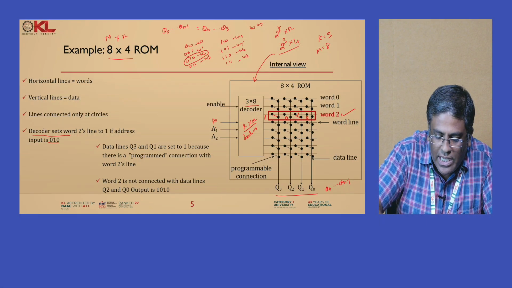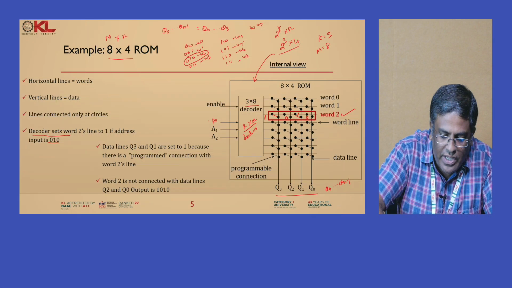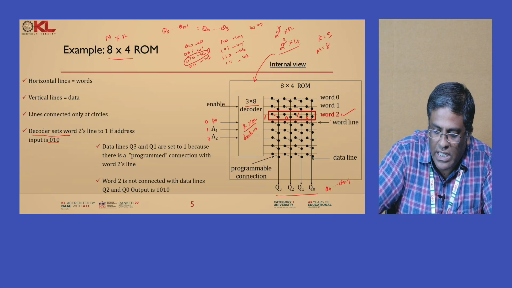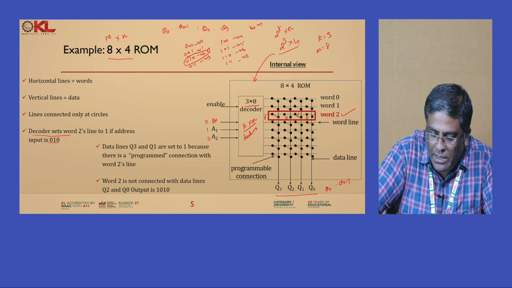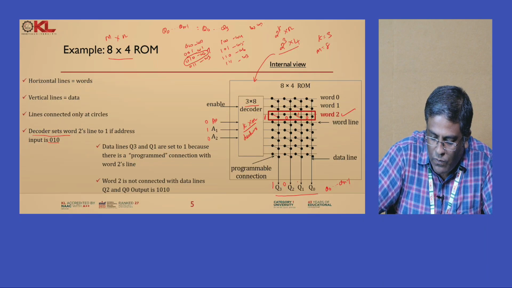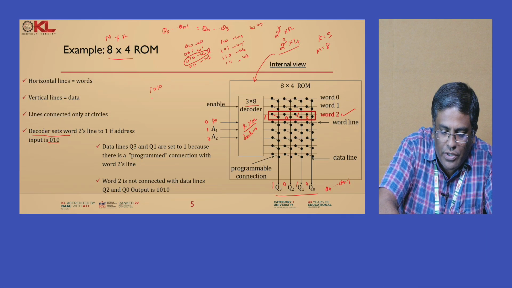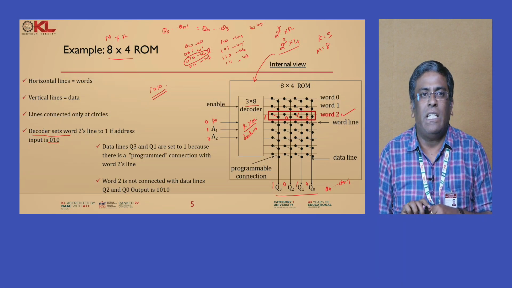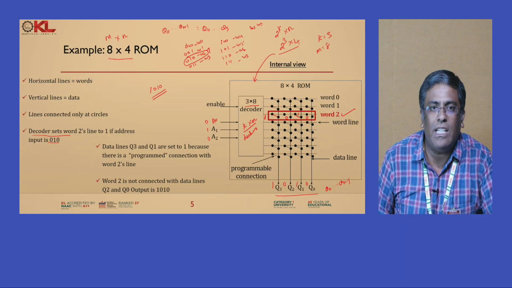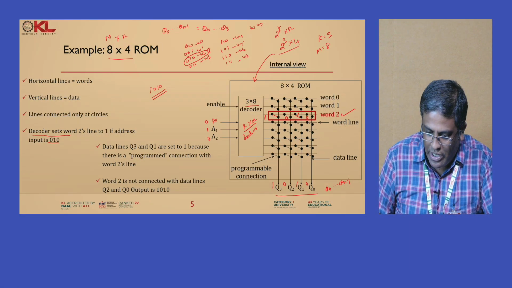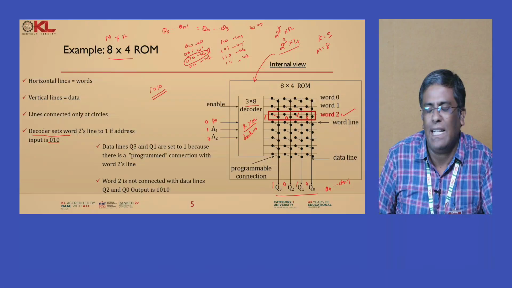These inputs are A0, A1, A2, because we need a 3 cross 8 decoder. What input are we giving? We are giving 0 1 0. Accordingly, we are able to select the second word line. According to the connectivity points, it becomes 1, 0, 1, 0. So the output from the structure is 1 0 1 0. That is the way we can see the operation of the ROM, using the architecture of an 8 cross 4 ROM as an example.